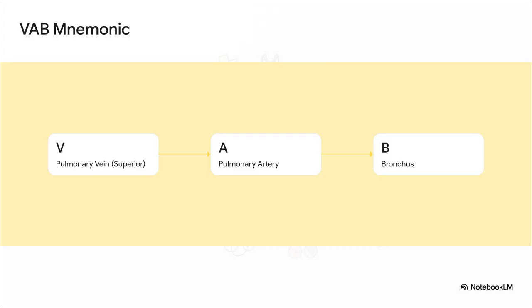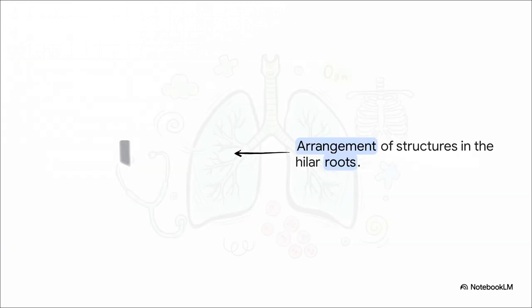Now, memorizing the order of these structures inside the root is absolutely crucial for your exams. For the anterior to posterior arrangement, which thankfully is exactly the same on both sides, we use a super simple memory trick, VAB. Moving from the front to the back, you're going to find the superior pulmonary vein, then the pulmonary artery, and finally the bronchus all the way at the back. Just remember, VAB. Seeing this mnemonic in action visually really helps it click.